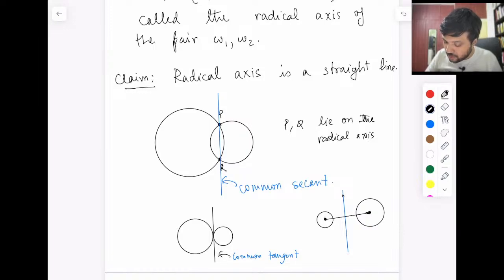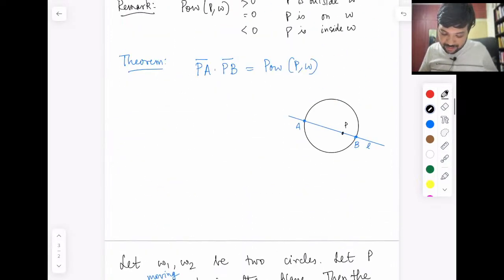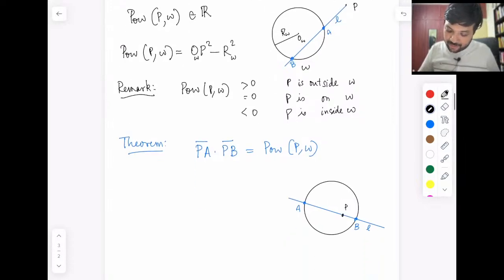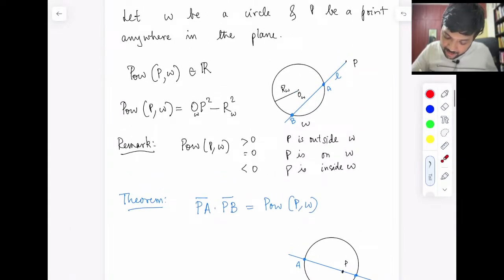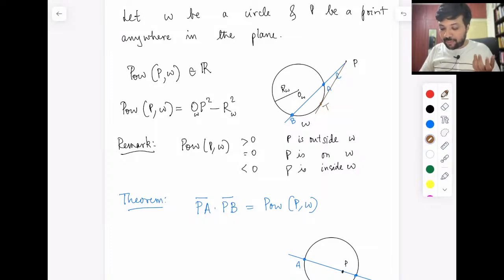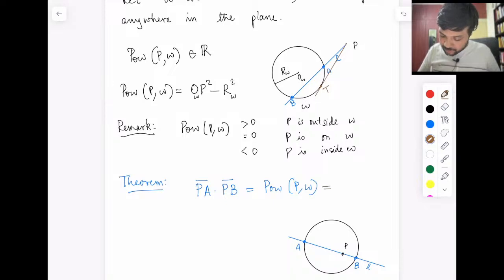Another key fact, which we should have discussed in the limiting case when we talked about power before, is the following: as you vary the lines, in the limiting case A and B will coincide, let's say at some point T. Then PA times PB is just PT squared. So you can also say this is equal to PT squared, where PT is a tangent.